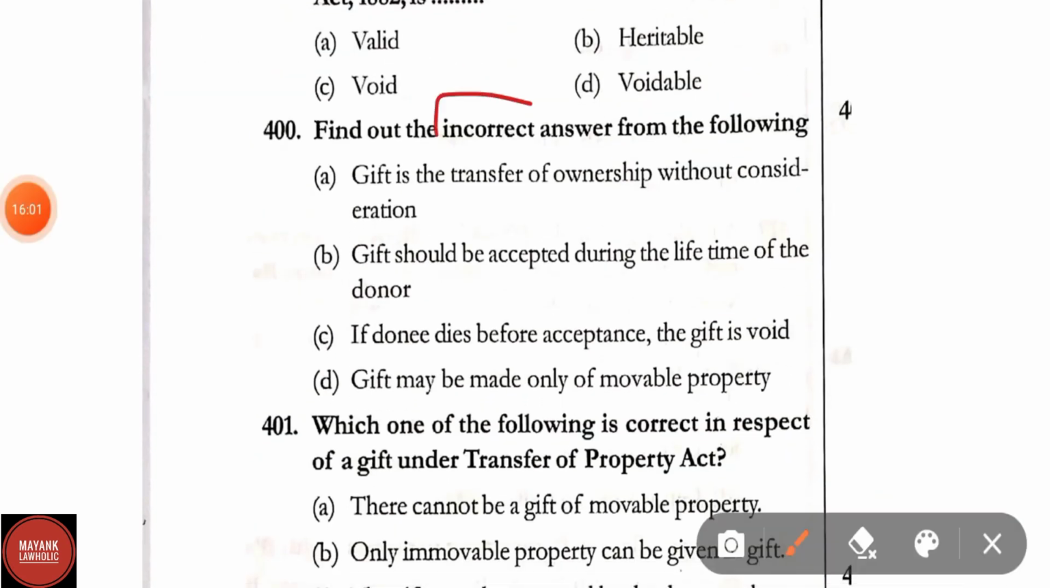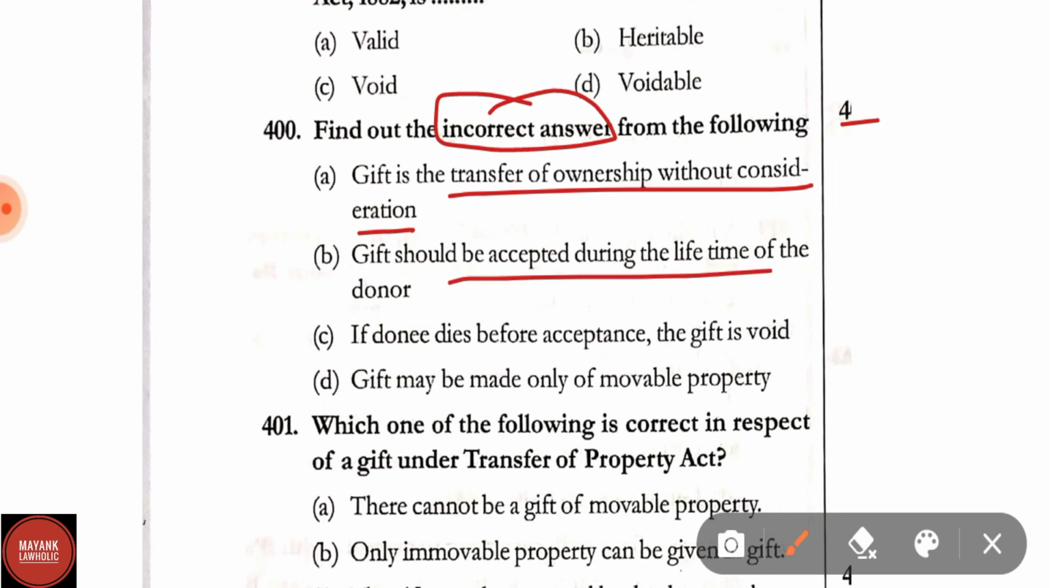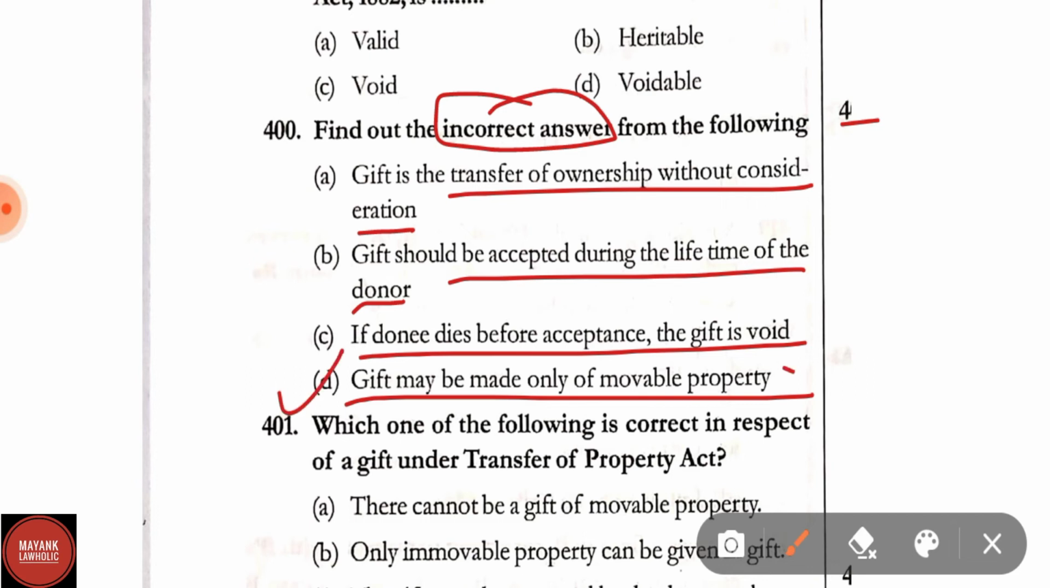Find out the incorrect answer from the following. Options are: gift is a transfer of ownership without consideration. Gift should be accepted during the lifetime of the donor. If donee dies before acceptance, the gift is void. Gift may be made only of movable property. Option D is incorrect, therefore it will be the right answer. Gift can be of movable as well as immovable property.